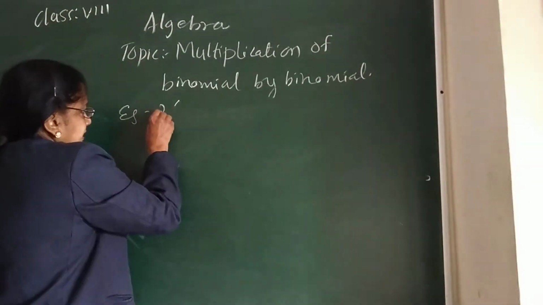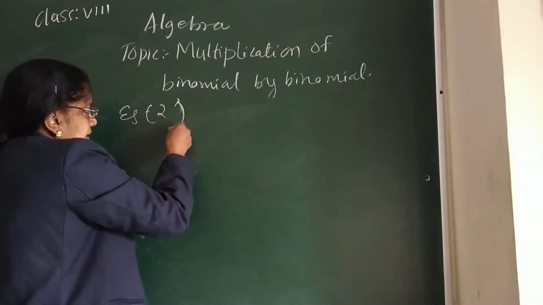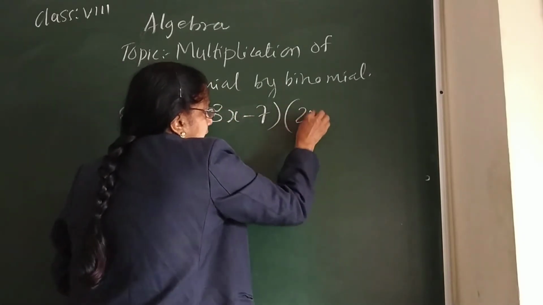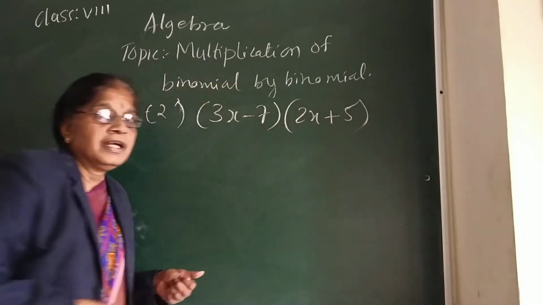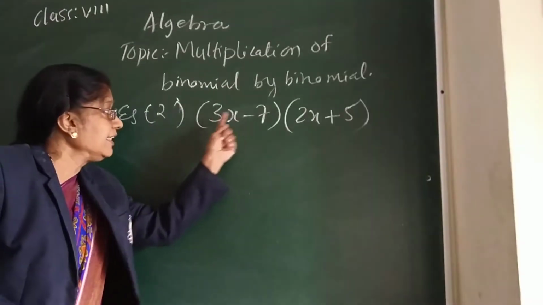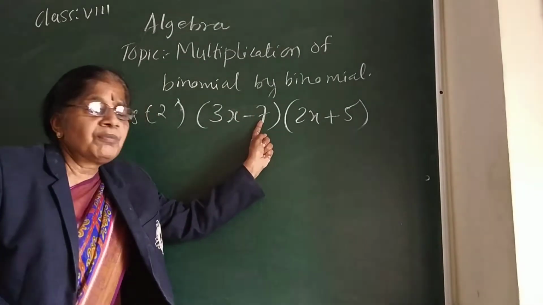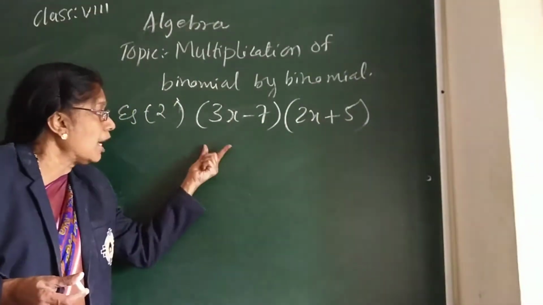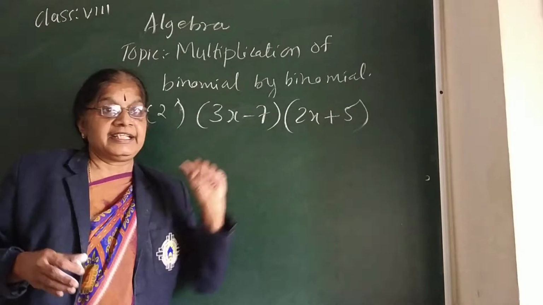Second example, let us see. What does the second example say? 3x minus 7 in the bracket, 2x plus 5. This is also a binomial. It is not necessary that the second term of the binomial must always be a variable. It can also be a constant. So how to do this sum when a constant is given?